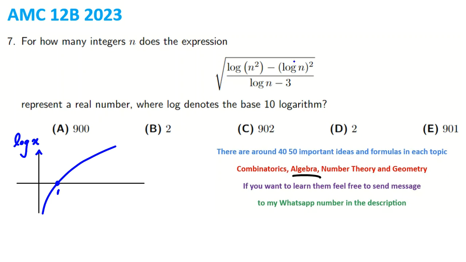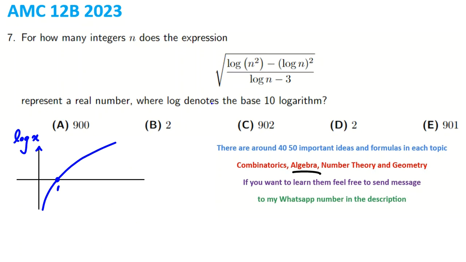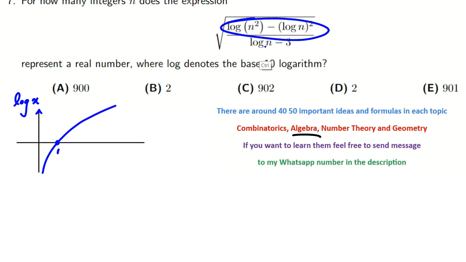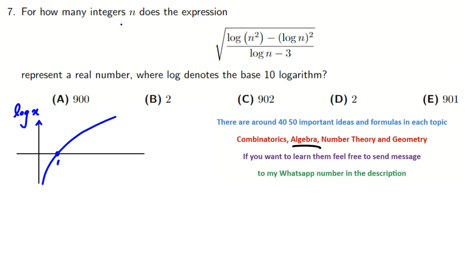Because we have a square root, the inside of the square root should be at least 0. So we should consider the sign of the numerator and denominator. Here, n is an integer, and because we use log n, n should be strictly greater than 0. So n should be a positive integer.